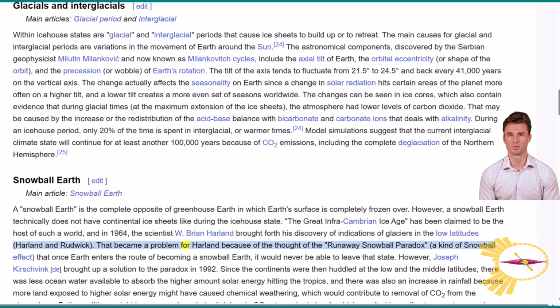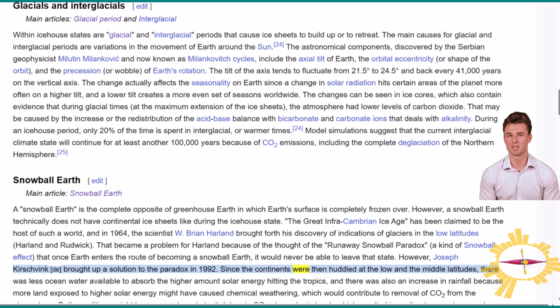That became a problem for Harland because of the thought of the runaway snowball paradox, a kind of snowball effect, that once Earth enters the route of becoming a snowball Earth, it would never be able to leave that state. However, Joseph Kirschvink brought up a solution to the paradox in 1992.